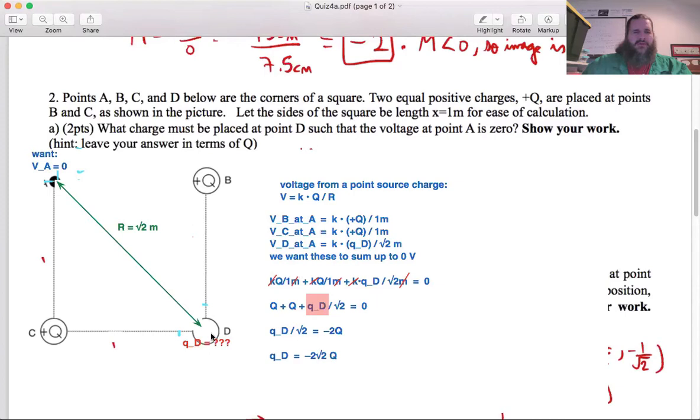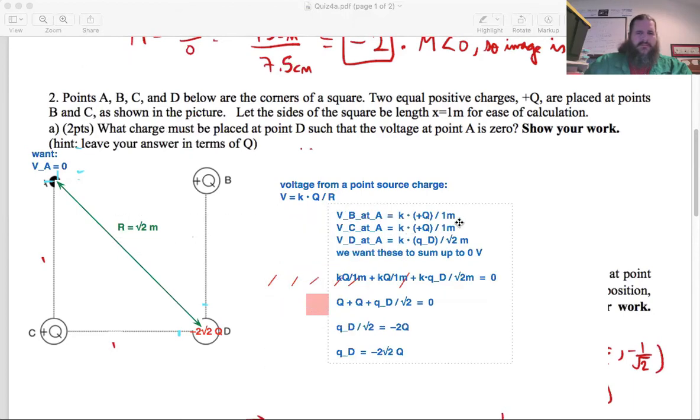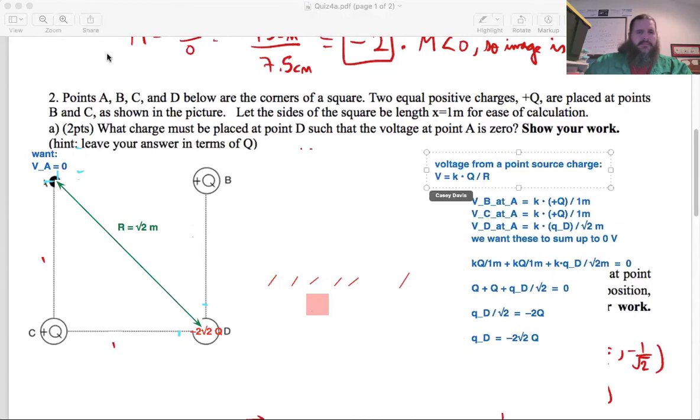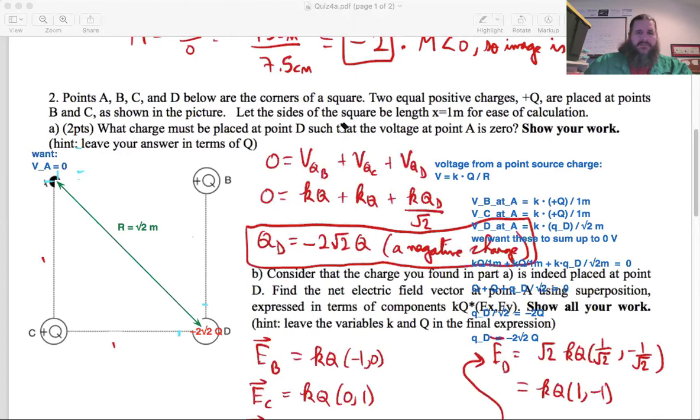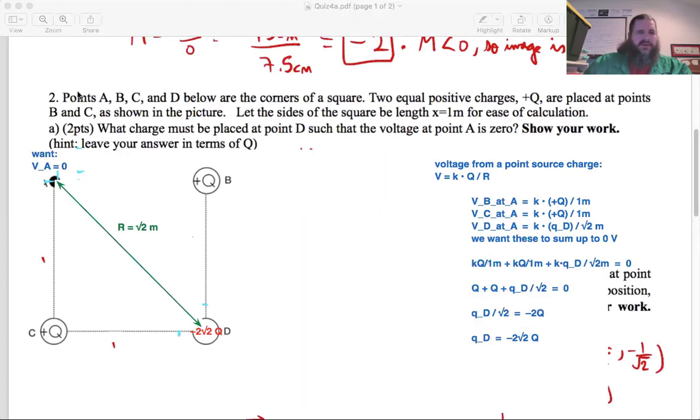And we now know the charges involved. In fact, we can go ahead and fill this in. This is negative 2 root 2 Q. So let's figure out the electric field. Move this aside. And for electric field, electric field is a vector. So we're going to need to consider the vector contribution from each charge individually and then add those up.